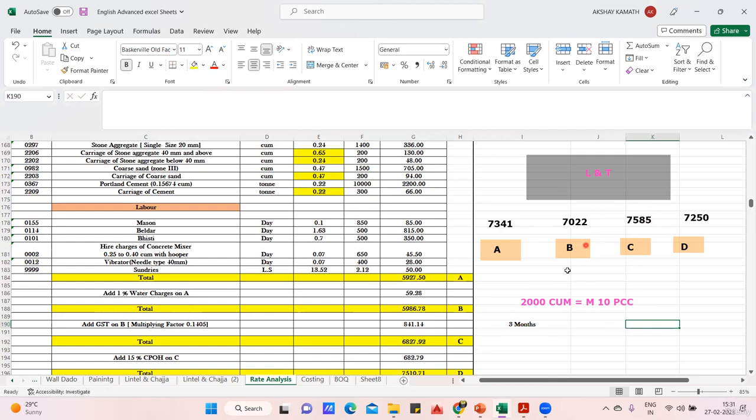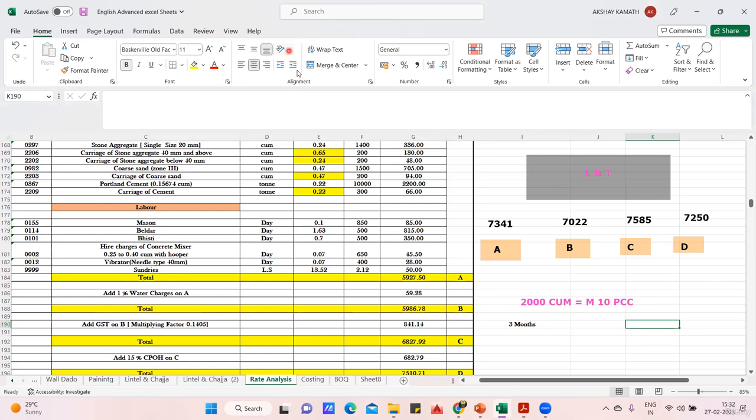So we see his previous project history and all. What earlier projects he has done, and whether he completed them on time or not. Even though he's giving a lower rate to me, I need to check his history also. So that is all it comes to. In that case, all this rate analysis comes into play.